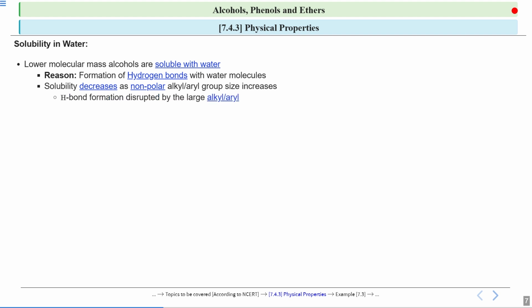So hydrogen bonding is disrupted by the large alkyl or aryl group. As I told you, these alkyl or aryl groups are non-polar, so they will affect hydrogen bonding, or we can say that hydrogen bond formation will be disrupted. If it is disrupted, it will be less soluble in water. Here a propanol molecule is given to you. This is CH3, CH2, CH2OH.